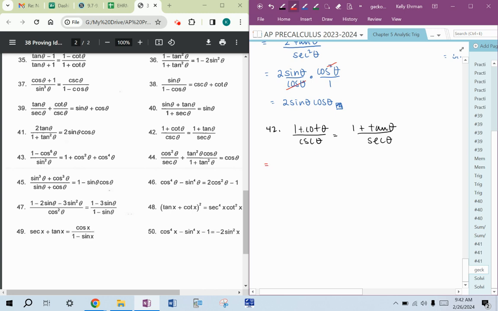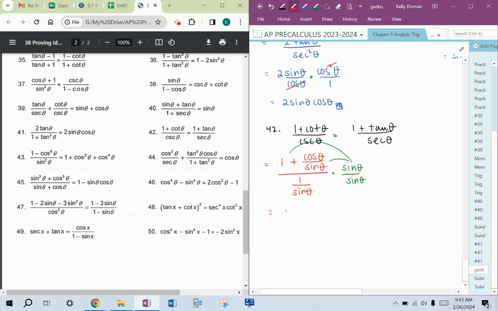So no identities here. 1 plus cotangent is not equal to cosecant. That's not a Pythagorean identity because it's not squared. So this is going to get rewritten in terms of sine and cosine. So 1 plus cosine theta over sine theta over cosecant, which is 1 over sine theta. I've got a complex fraction here, so I want to efficiently clear out the complex fraction by multiplying by sine theta over sine theta, because that is the only trig function that I have in the denominators throughout the whole thing.